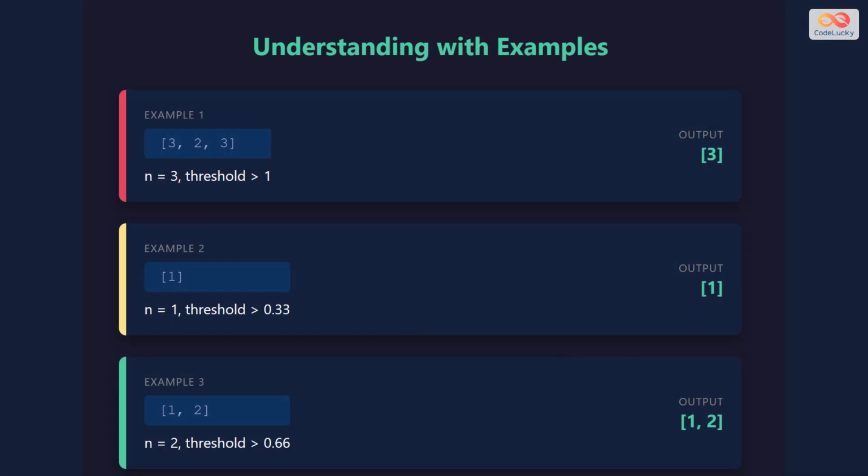Let's look at a few examples. In the first case, we have an array of 3 items, 3, 2, and 3. Since n is 3, we need elements appearing more than 1 time. The number 3 appears twice, so it is our answer. In the third example, with just 1 and 2, both appear once, which is more than 0.66, so both are included.